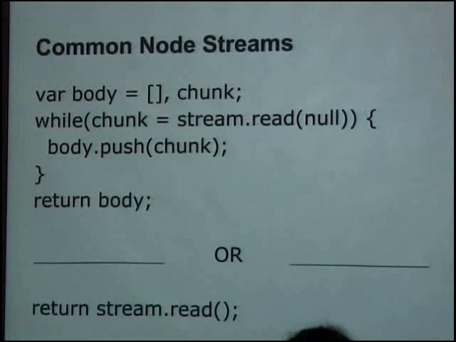With Common Node, these are the CommonJS streams. You can use this style where you just read. As you can see, there are no anonymous functions. Literally everything from top to bottom is the same function. Or you can just use one of the provided methods to read the entire stream. Now, it will block on the I/O, but the other fibers, the other threads, will continue to run, so it doesn't block your whole program.